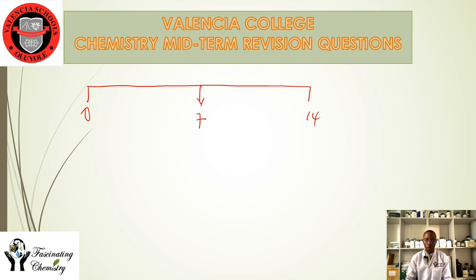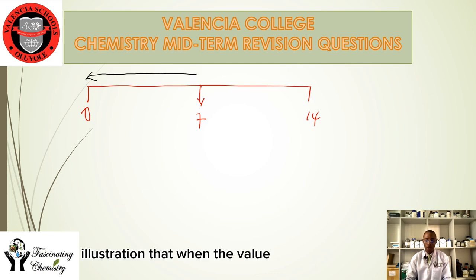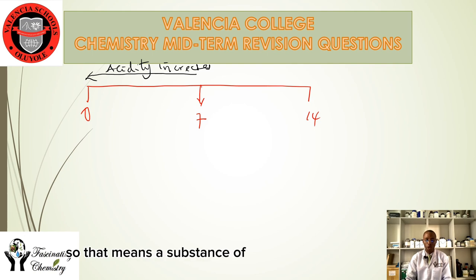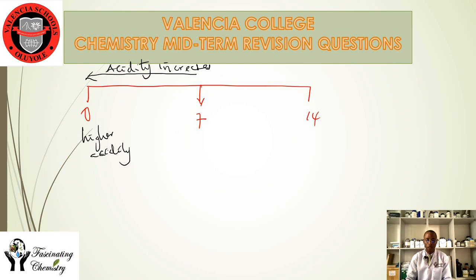And because they ask to illustrate, you are expected to give something illustrating that when the value decreases from 7, then the acidity increases. So that means a substance of pH 0 is of higher acidity than a substance of pH, let's say I have pH 6. So this is lower acidity.